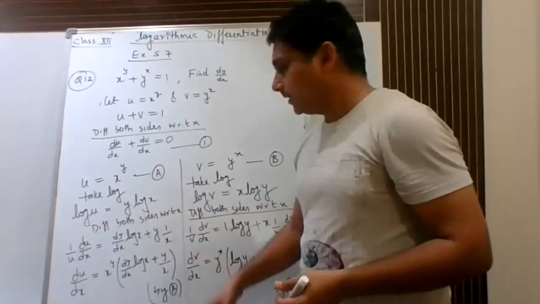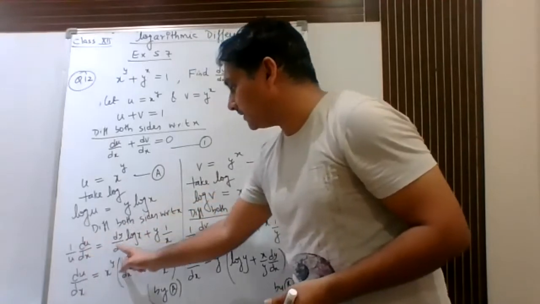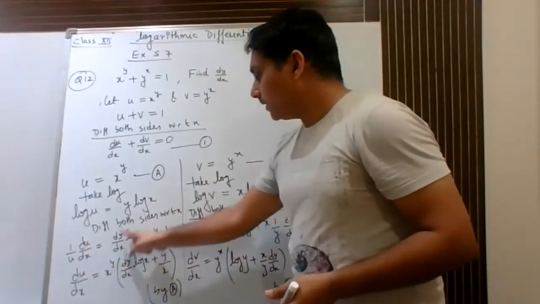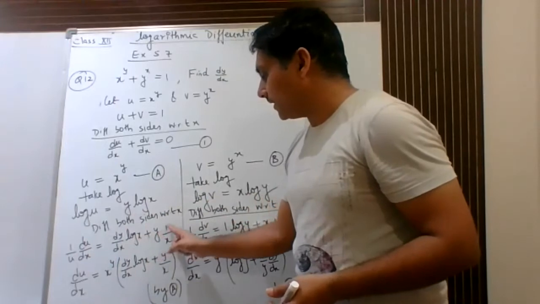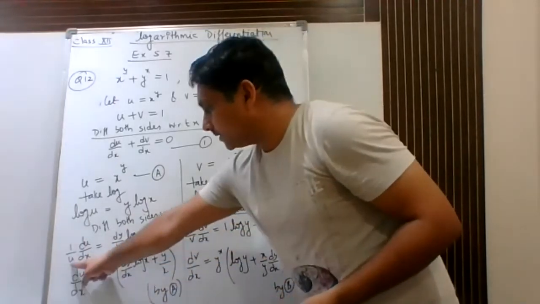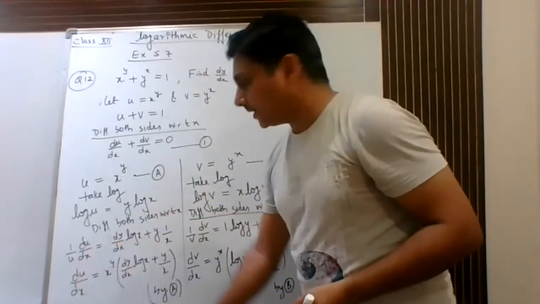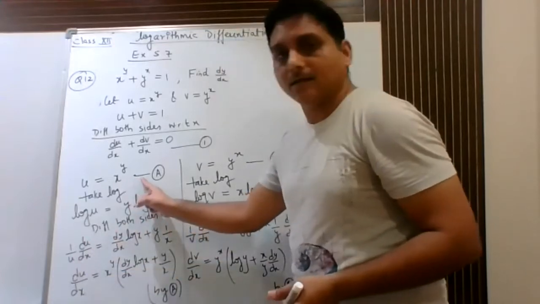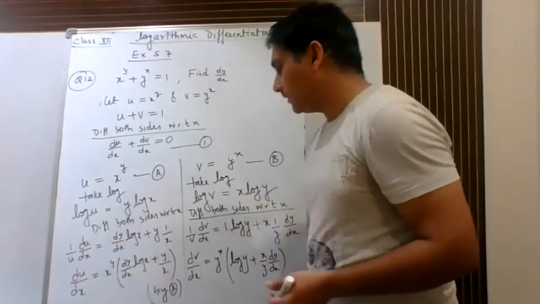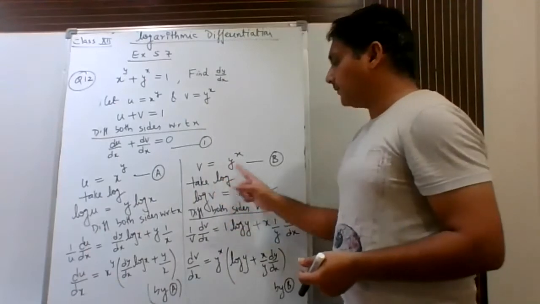Differentiate both the sides. So 1 upon u du upon dx is equal to dy upon dx log x plus y into 1 by x. Just cross multiply this u and put the value of u from number a. So this is what you will get. Similarly, this is for v.